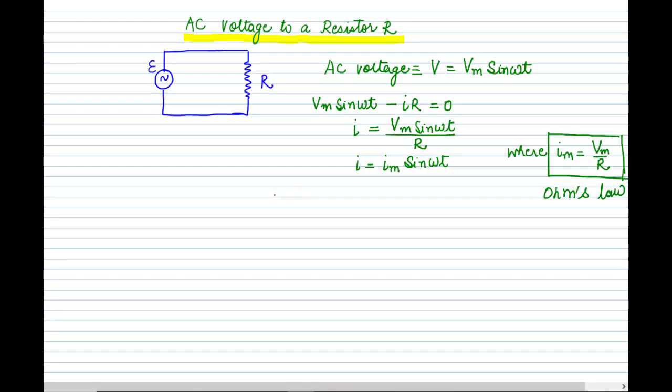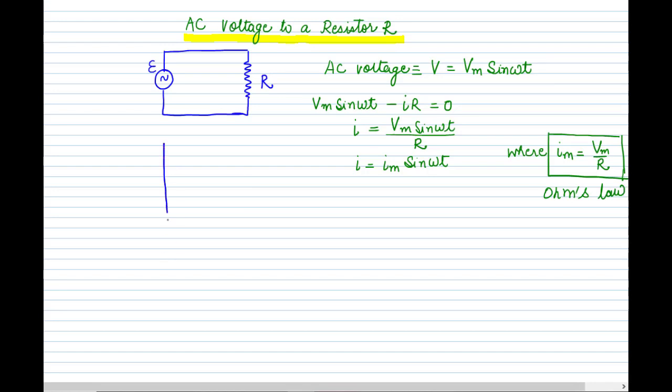So we can conclude that the voltage and current are in the same phase. That means if our current is varying sinusoidally, then the voltage will also vary sinusoidally, and they are in the same phase because Im is equal to Vm upon R. So we will draw.